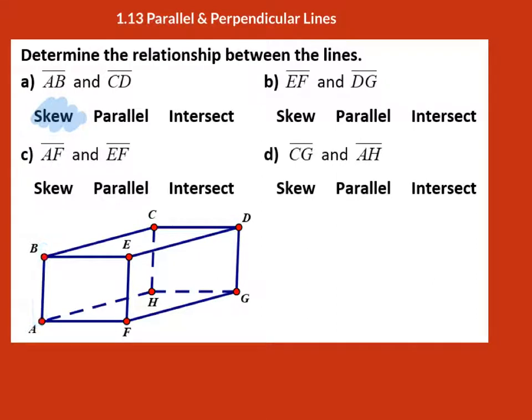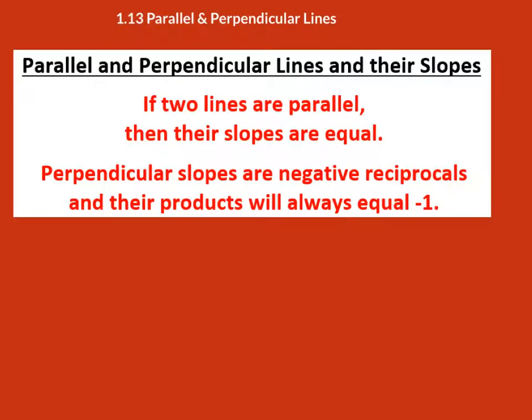In the next case, let's take a look at EF. EF is here, and DG is here. These, of course, are parallel, aren't they? They're going the same direction, and they are exactly parallel. How about AF here and EF here? Now, those guys actually physically intersect, don't they? And so they intersect, in this case, perpendicularly. The final one, let's take a look. CG, kind of interesting on the diagonal here, and AH down here at the bottom. Those guys will never intersect, but you know what they are. They are skew lines.